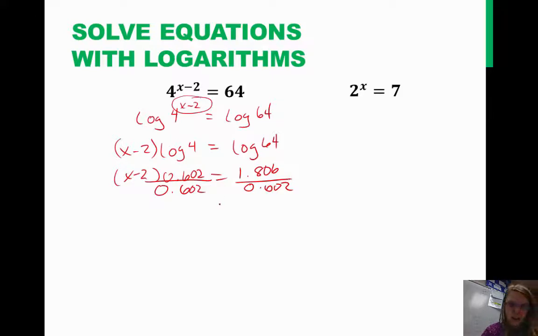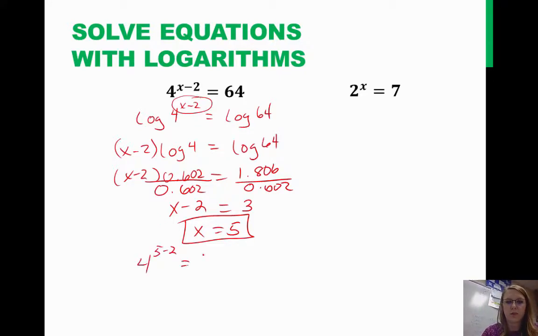And I get a total of 3 right here, and then x minus 2. So I'm going to solve for x. Now I'm going to add 2 to both sides, so x is going to be 5. And that's our answer on that one. We can go back and check to make sure by putting it back in. So it'll be 4 to the 5 minus 2 equals 64. And then 4 to the 3 equals 64, and that is true. So that's what we would do to solve these real quickly, is to use logs.